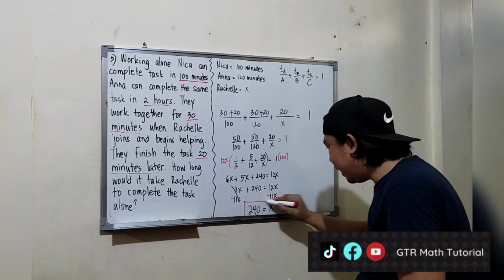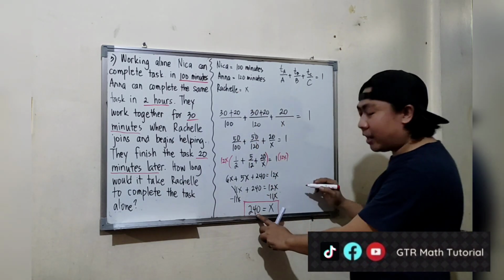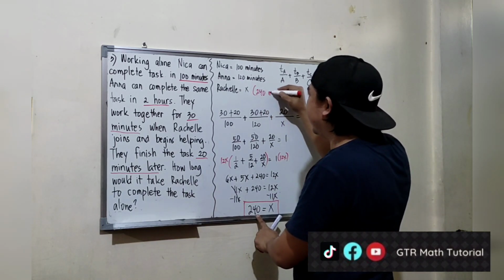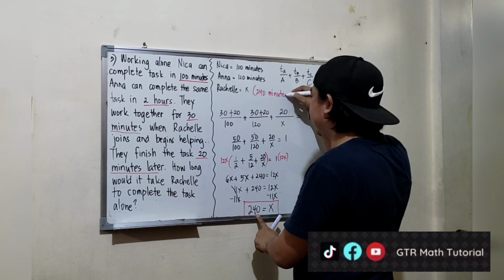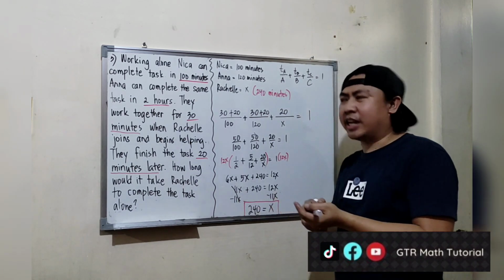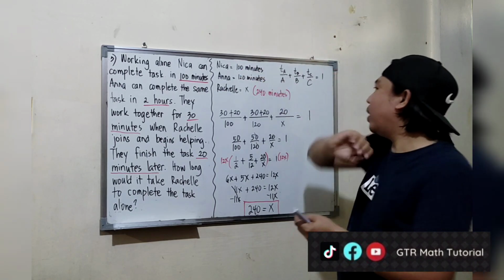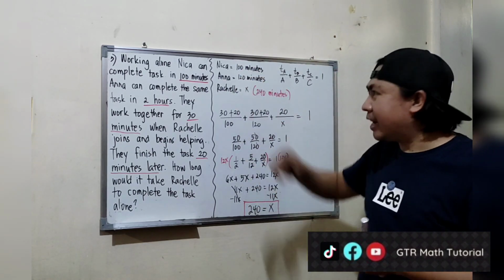So, ang rate ni Rachel ay 240. So, this is in minutes. So, rate ni Rachel ay 240 minutes. Newbie lang siguro si Rachel, kaya ang tagal niya. So, we have 100 minutes for Nica, for Ana, 120, and then 240 ang rate ni Rachel.